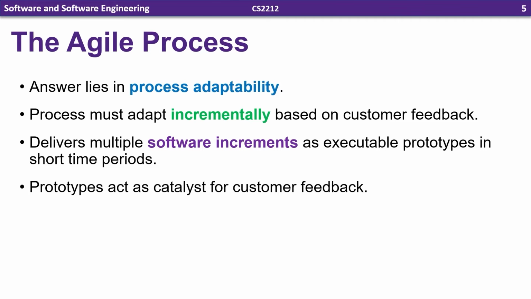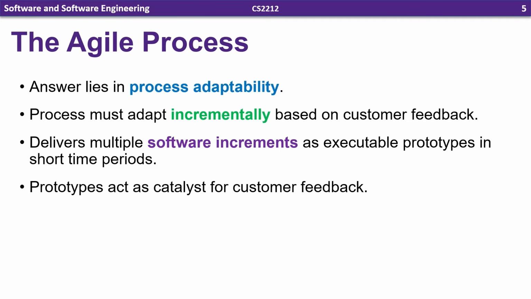So as I alluded to, the answer to this uncertainty is process adaptability. So the processes we use must adapt incrementally based on customer feedback. We can't just have everything changing all at once completely. That would mean nothing would ever get done. Instead, we want to deal with change incrementally at certain points in the process.